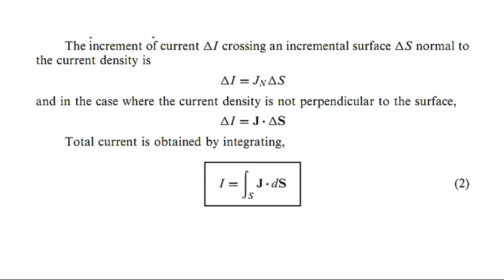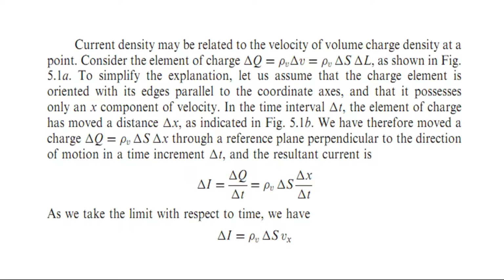Now what is the relation between the velocity and the current density? What is the relation between the current density and the velocity of the volume charge density? Because when a distribution of charges moves, it constitutes a current. So current density may be related to the velocity of volume charge density at a point, like we have already discussed.